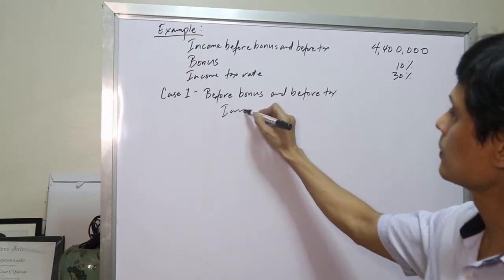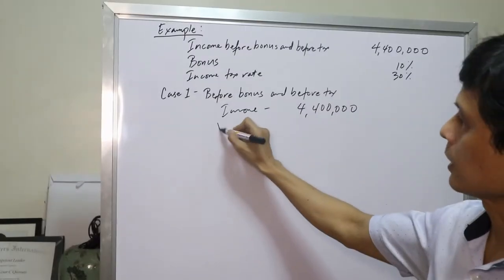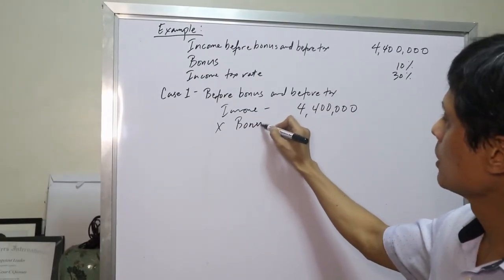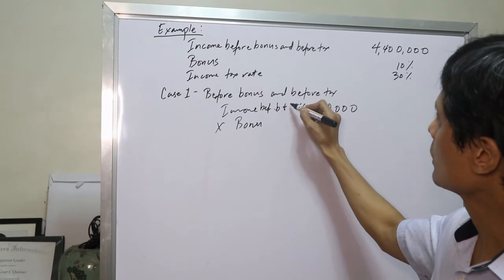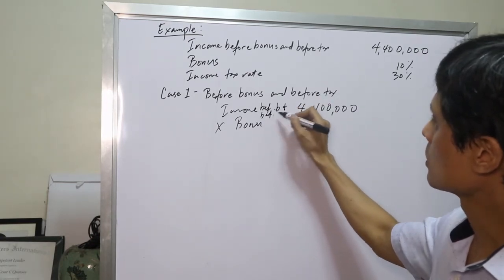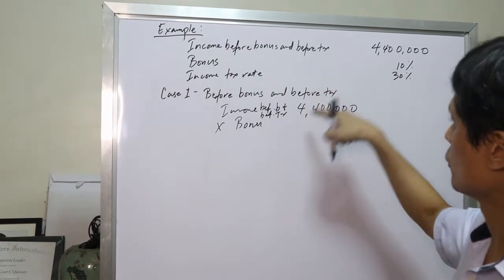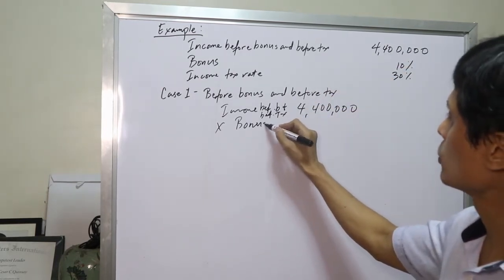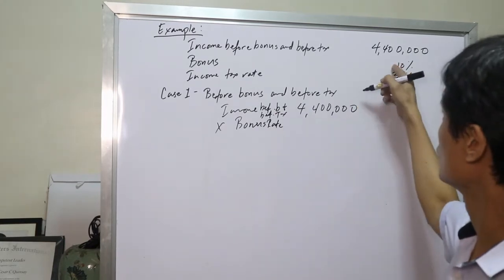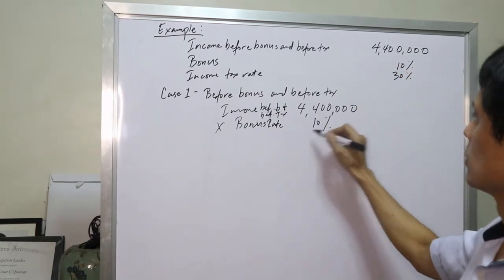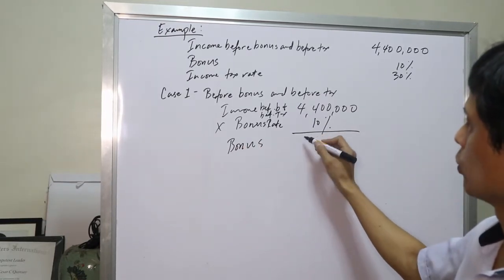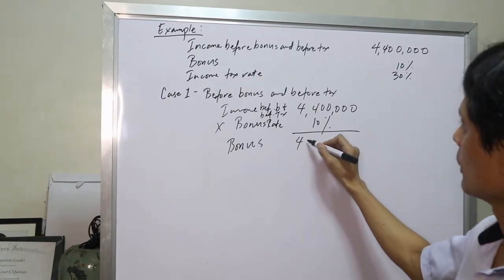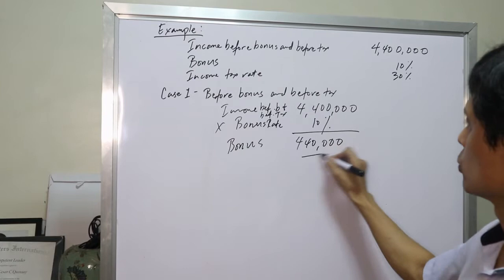So the income is 4,400,000 times the bonus rate. So this one is income before bonus and before tax. So ito lang yan. So 4,400,000 times the bonus rate. The bonus rate is yung 10%. So kukunin lang natin yan. So this would become your bonus. Yun lang naman ang kinukuha natin. So this one would be 440,000. This would be the bonus to the officers.